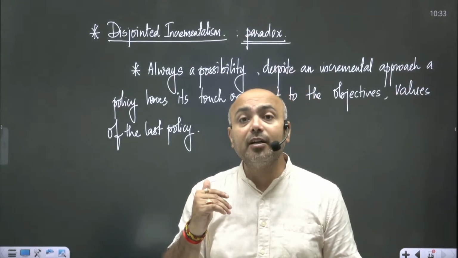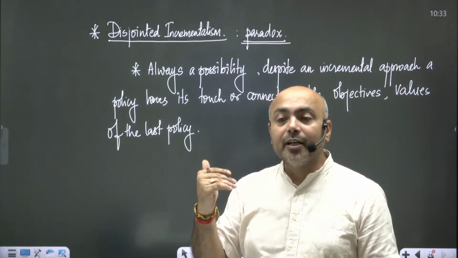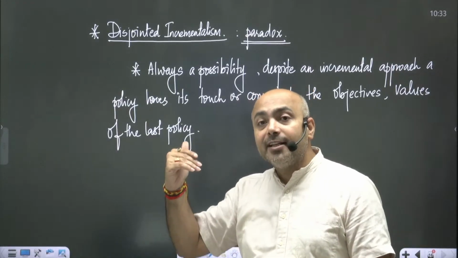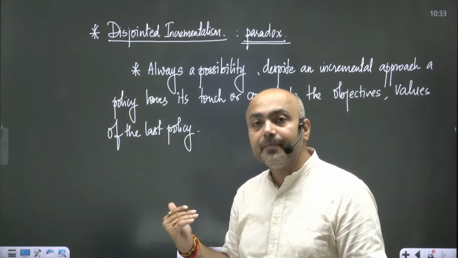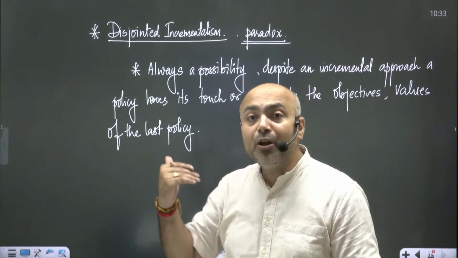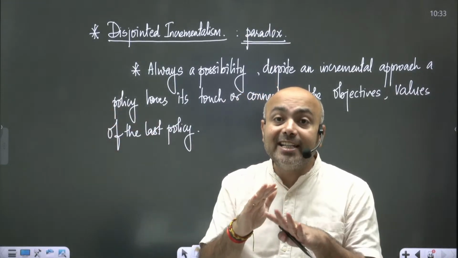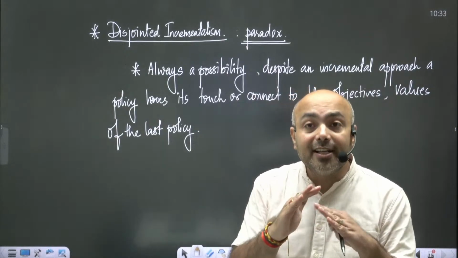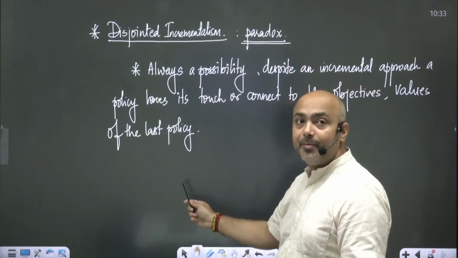And what is the problem with this? The problem with this is that the efforts and the achievements that were made by the first policy will not spill over into the second policy because they are disconnected, they are disjointed. Okay, that is what disjointed incrementalism means.